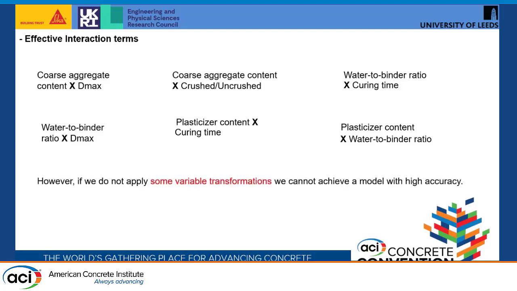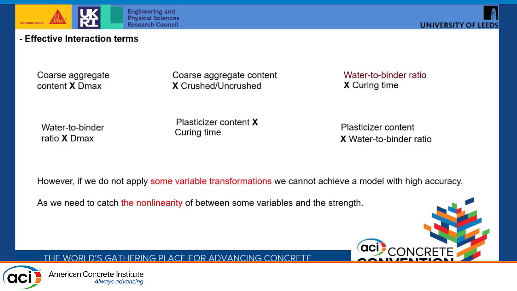if we do not apply some variable transformation, we cannot achieve high accuracy. So, why do we need this? We need to capture the nonlinearity between some variables and the strength. That's why we need to do variable transformation. Here, some of the factors need to be transformed.